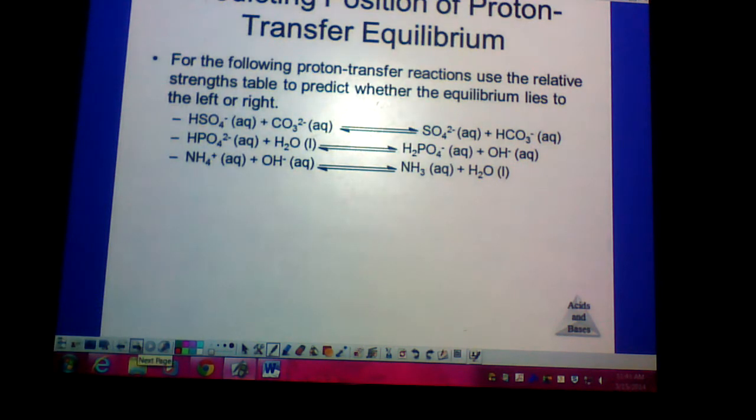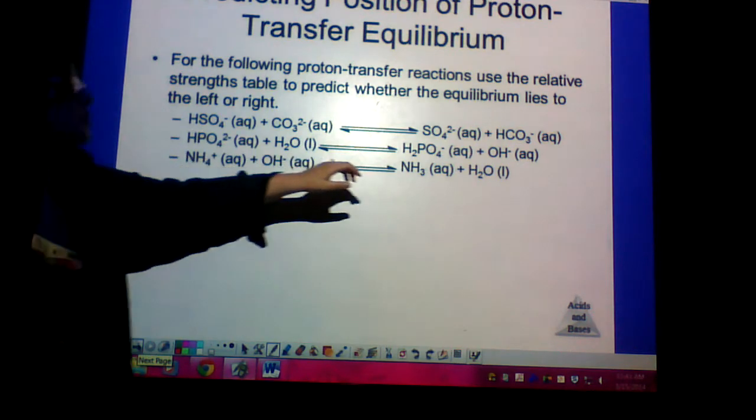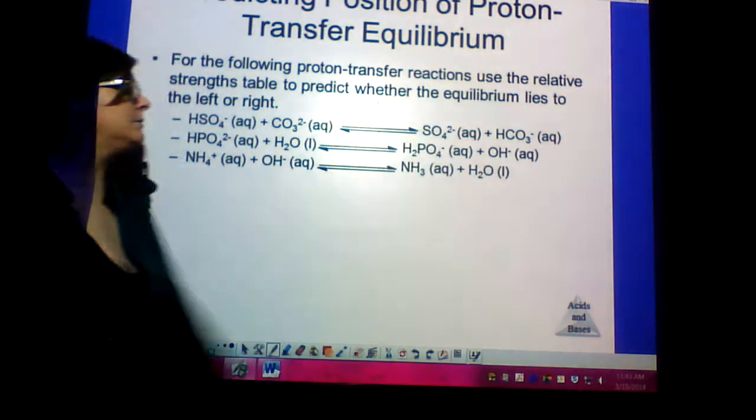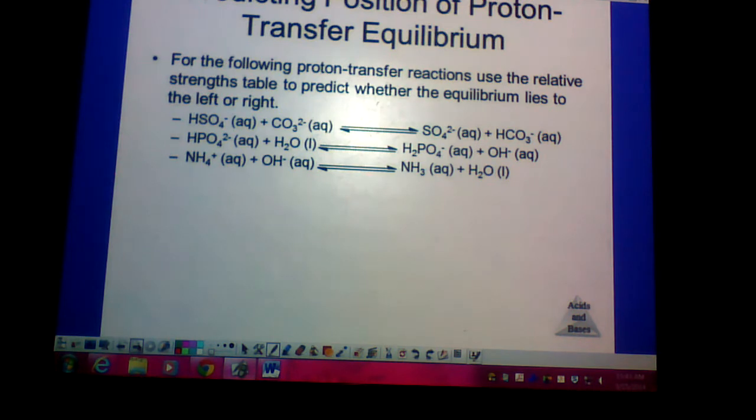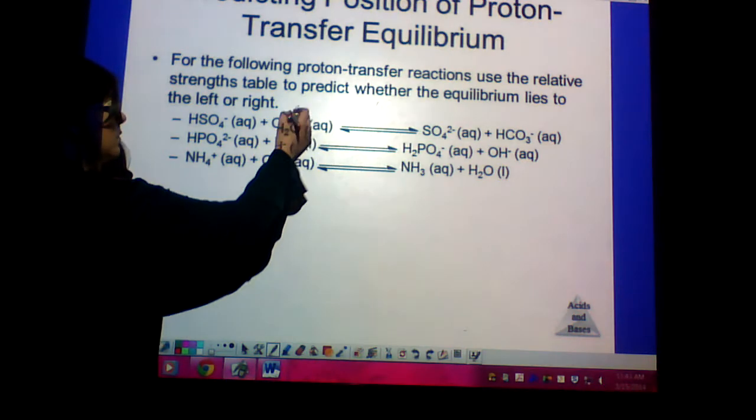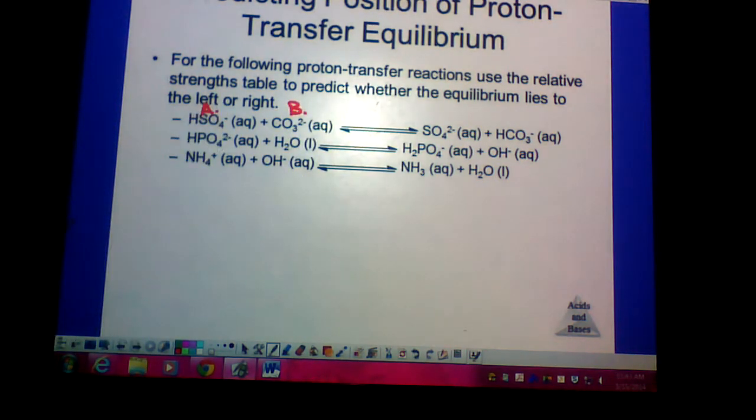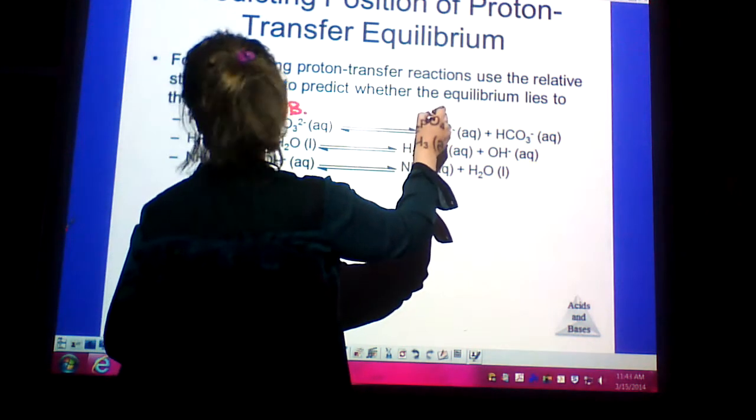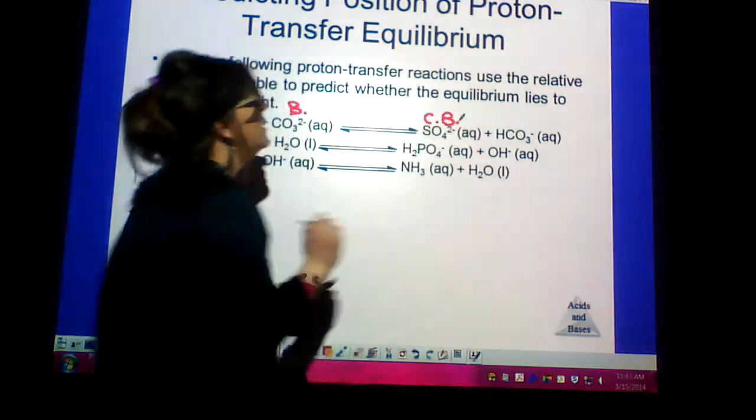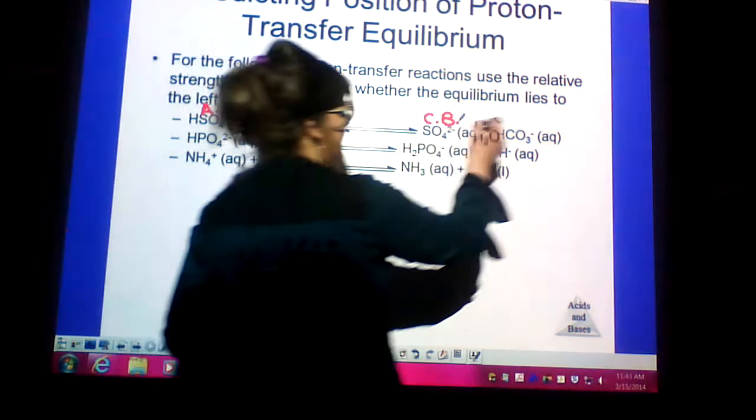So let's do a couple of examples here. Let's say that we have HSO4 minus and CO3 2 minus, and those are going to react to produce bicarbonate and sulfate ion. Let's go through and label what this is. Carbonate would be my base, HSO4 minus would be the acid, SO4 2 minus would be my conjugate base, and bicarbonate would be my conjugate acid.